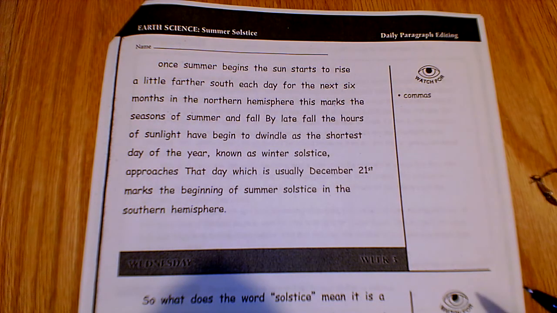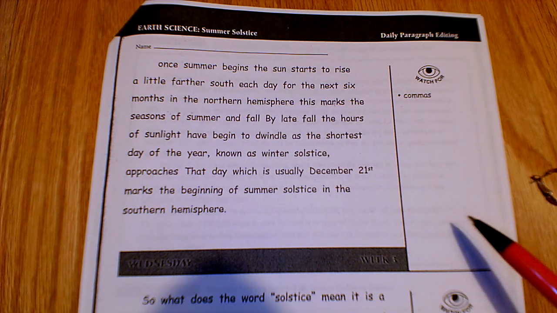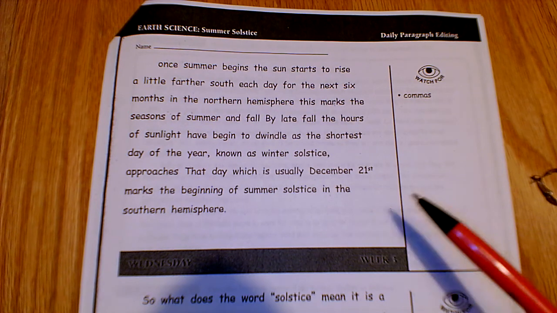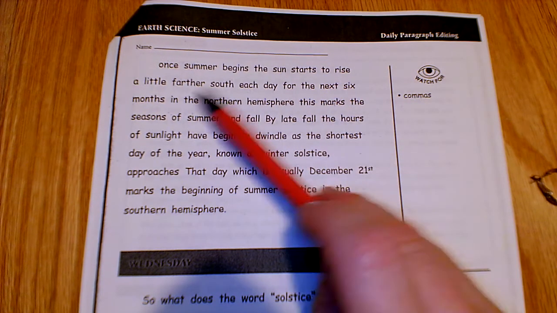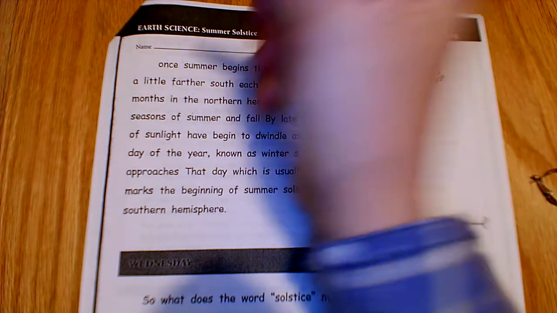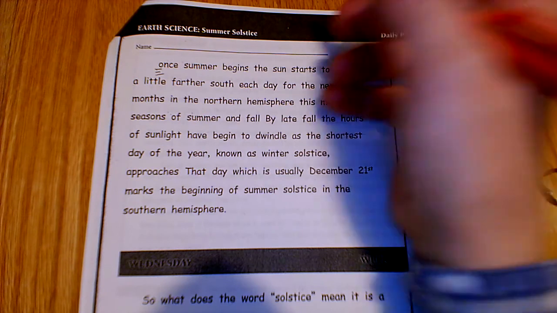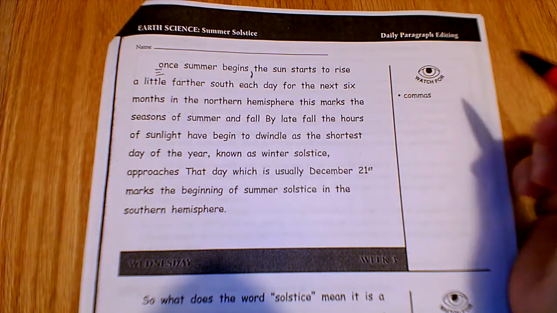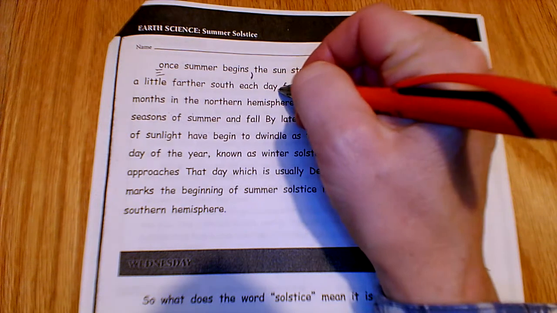All right, ladies and gentlemen, let's finish up our summer solstice paragraph editing. This has a lot of mistakes. Once summer begins, the sun starts to rise a little farther south each day. We must have a capital at the beginning. Once summer begins, comma, the sun starts to rise a little farther each day, period.